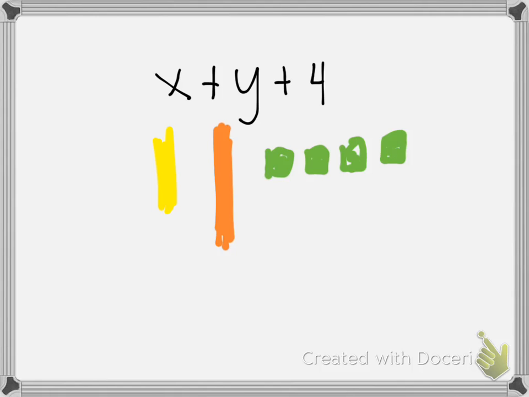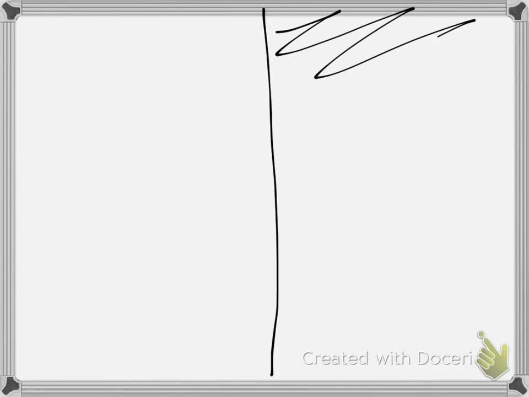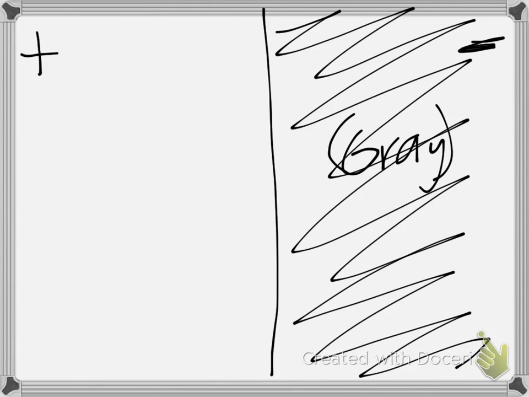Now I know what some of you are thinking. Okay, well, Mr. Andrade, what happens if I want to use a minus? Like I want to say 3x minus 2. Well, we have a special mat. That mat is divided. One side is gray. Pretend this is gray. This is for negatives and this is for positives.